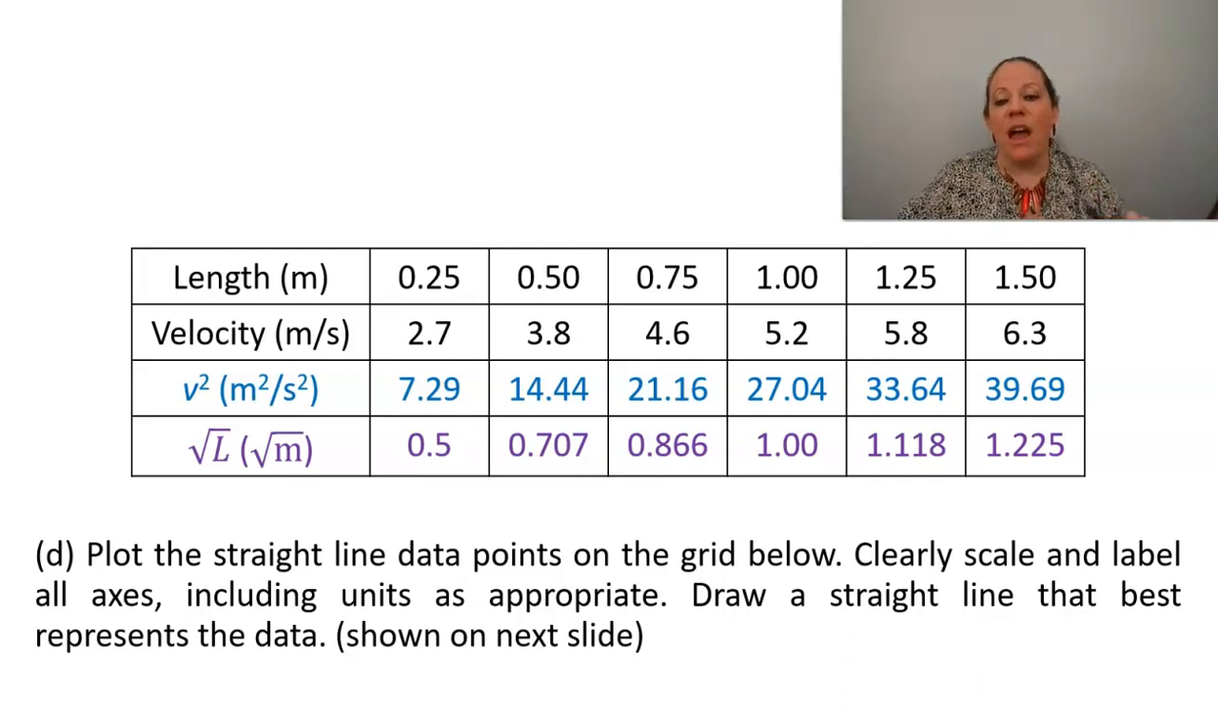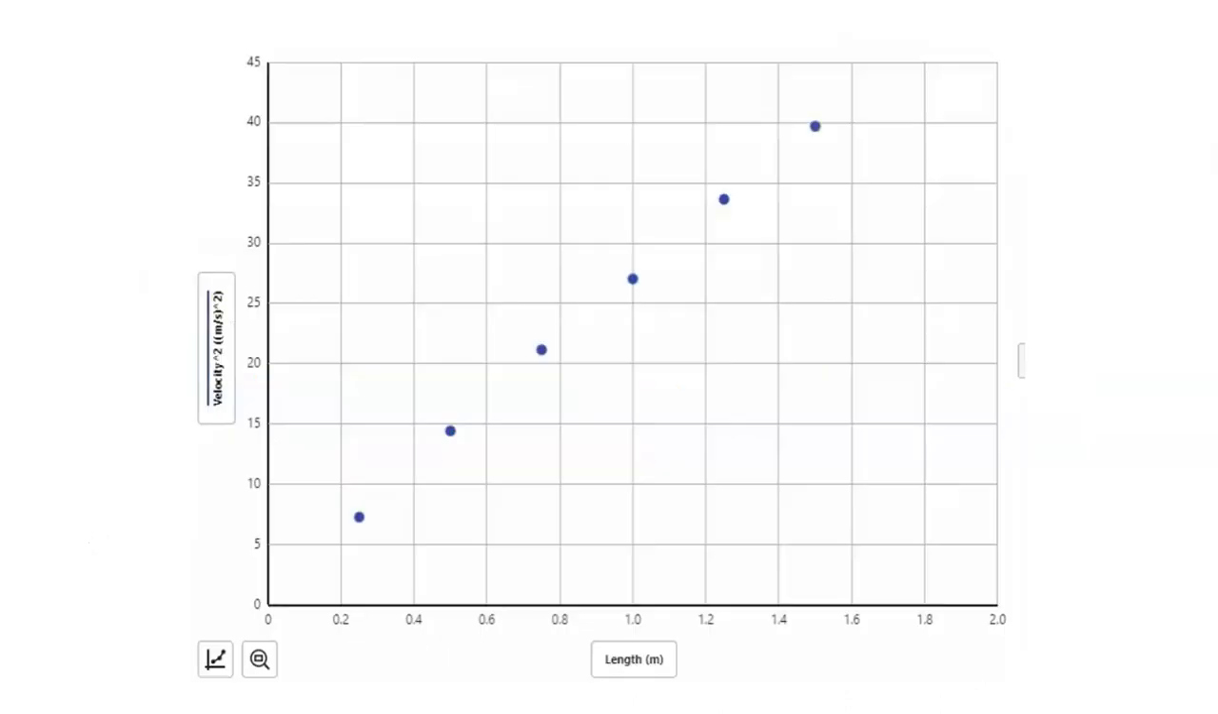Part D, we're going to plot the straight line data points on the grid below, which is the next slide, and clearly scale and label all axes, including units as appropriate. Draw a straight line that best represents the data. So here you see the plot of velocity squared versus length, which does in fact yield a straight line.